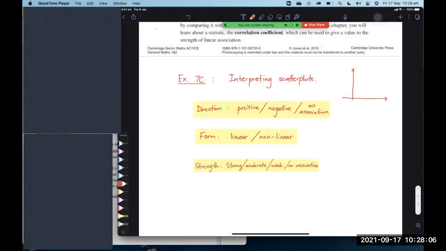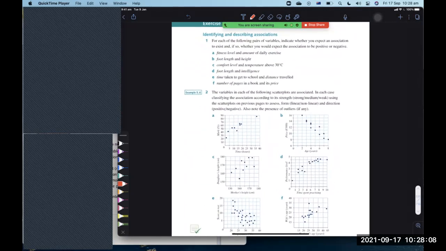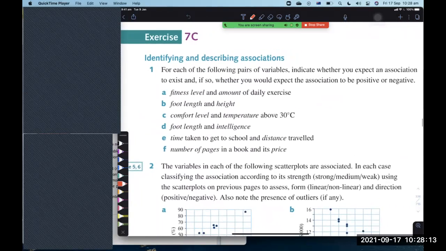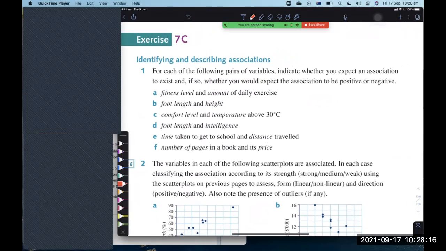Okay, so we'll get to some examples here so you can start identifying. Now let's have a look at question 1 here. It says identifying and describing associations. For each of the following pairs, indicate whether you expect an association to exist or whether you expect the association to be positive or negative if it exists. So when you look at two ideas, this question here is saying, do you think these two things are related? And if so, would it be positive? Would it go up? Or would it go down?